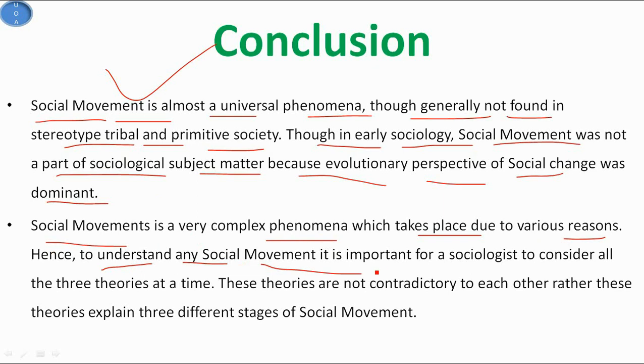Hence, to understand any social movement, it is important for a sociologist to consider all three theories at a time. And these theories are not contradictory to each other; rather, they explain three different stages of social movement. Relative deprivation theory explains the cause. Strain theory identifies the fairness of the cause or suffering, whereas revitalization theory focuses upon the goal of the social movement. And these theories have their own validity. Hence, a single theory of social movement is not enough to understand any social movement in its complexity.